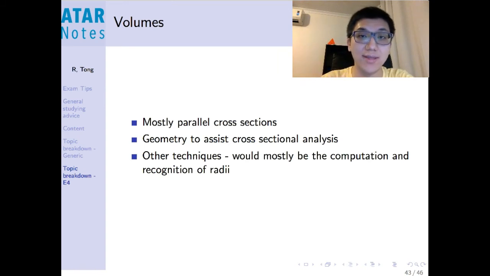You might need to use, say, Pythagoras' theorem for a circle. You might need similar triangles or the weird thing that you did for the trapeziums. And pretty much those are the E4 techniques for volumes.